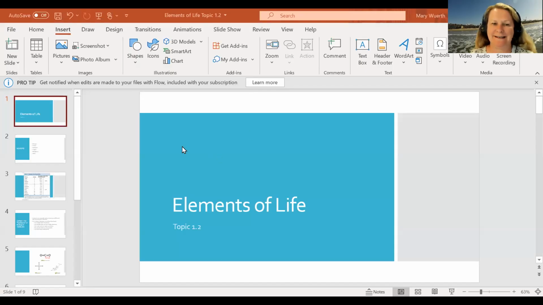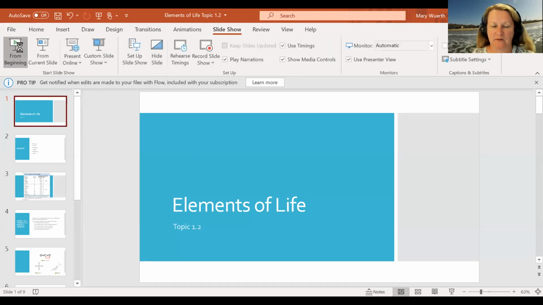Hi, everyone. Today we're going to talk about the elements that are necessary for life. This is topic 1.2 in the AP biology course and exam description.